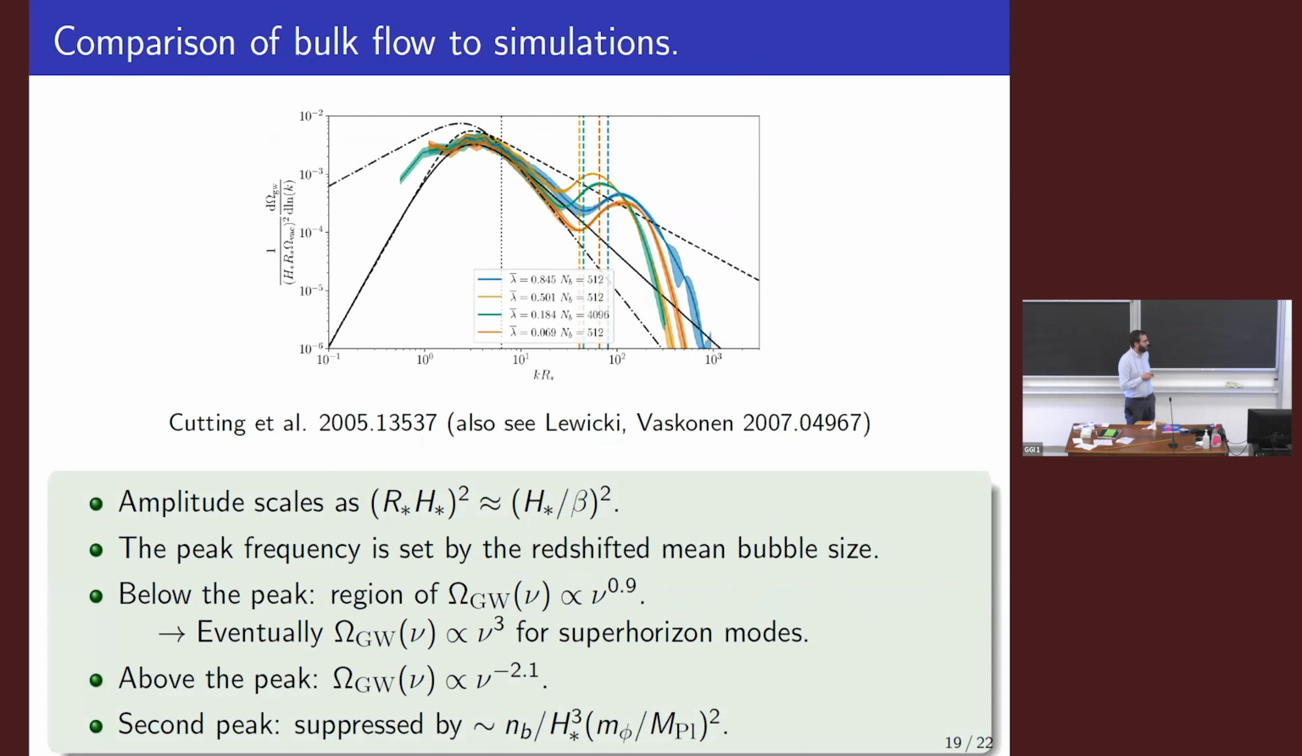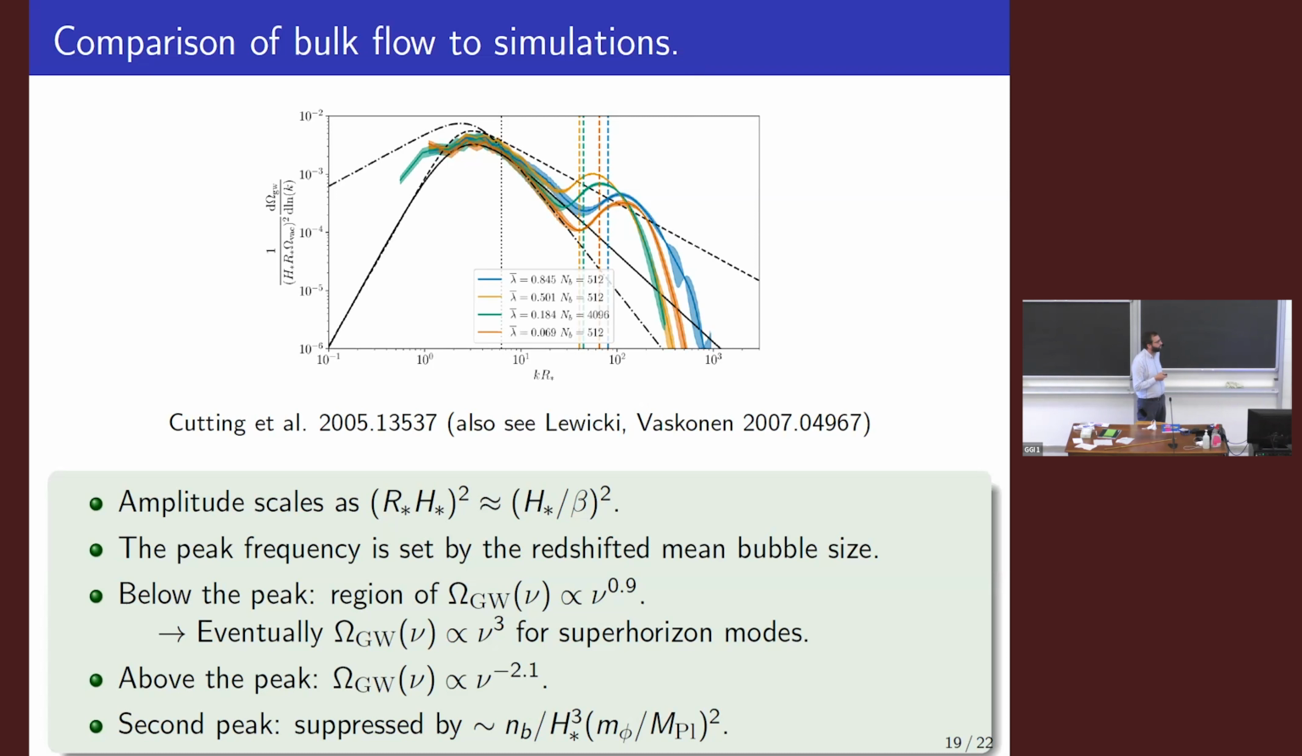So this is a plot taken from a paper by Daniel Cutting et al. And you can also look at this paper by Marek Lewicki and Ville Vaskonen, which I believe finds something similar. So you can see here, the colored lines are from the simulations. What's important for us is this dark orange line, the lowest one here. This comes from the model that Daniel Cutting and collaborators looked at, where you have the thickest bubble walls initially. And this corresponds to these cases with strong supercooling.